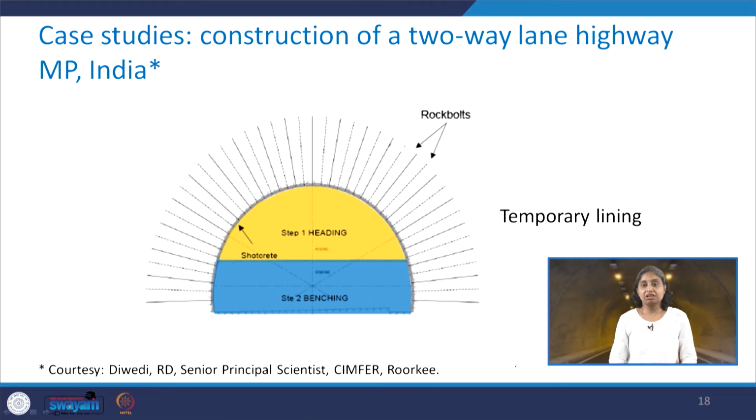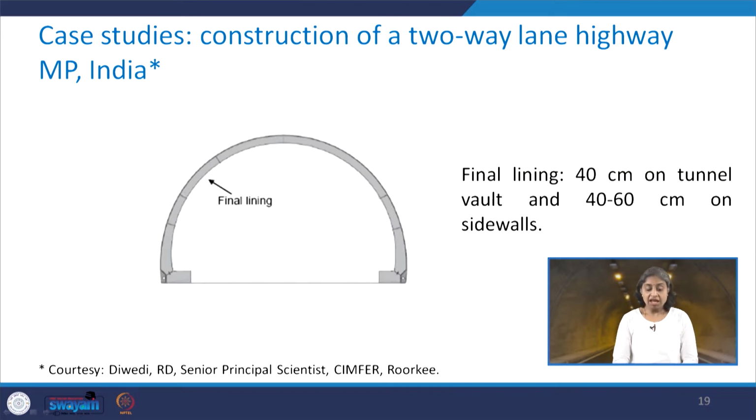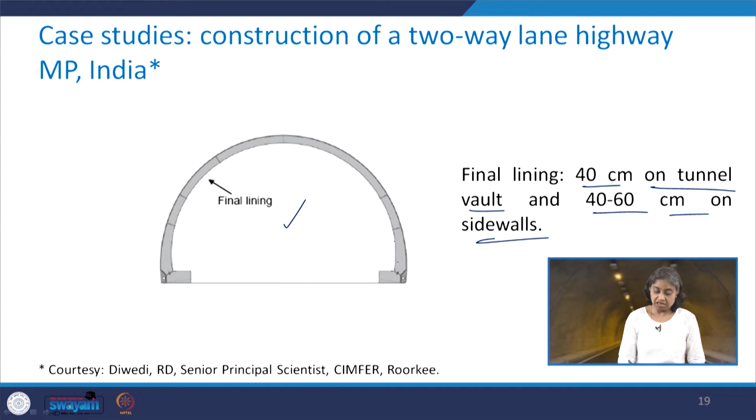So this was the temporary lining that was provided at the site, that was shotcrete and the rock bolts, and the method that was chosen was the benching and heading method that we discussed when we were discussing the methods of excavation. And the final lining looked like this, that is final from the inside portion of the excavation. It was 40 centimeter on the tunnel vault, the thickness of the lining here you see, and 40 to 60 centimeter on the side wall. So you see it is more in this particular zone.